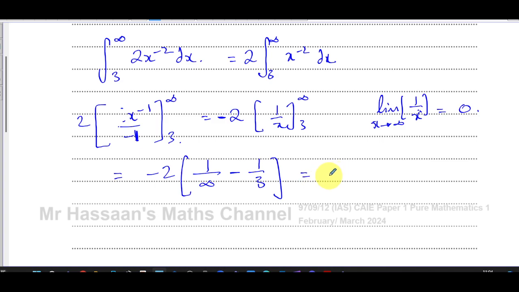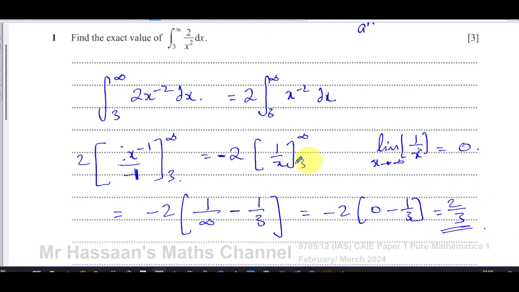So I can say that this is going to be minus 2 times 0 minus a third, which is going to be minus 2 times minus a third, which is going to be positive 2/3. So there's the answer to question number 1.